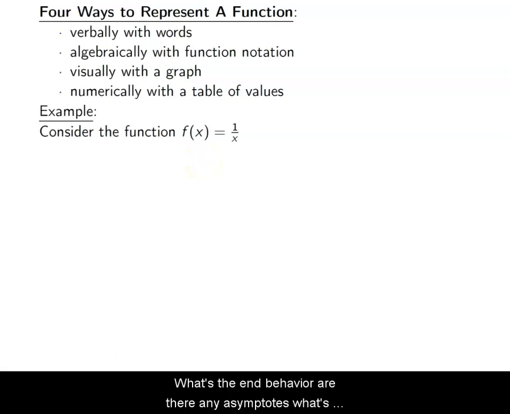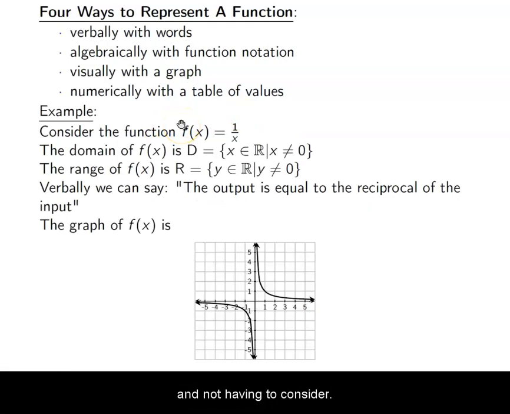What's the end behavior? Are there any asymptotes? What's happening at the asymptotes? Are there any localized max and min values? What's the largest value I can have? What's the smallest value I can have? These are all things that I would like to be able to answer just by looking at my function, and not having to consider graphing this out and then looking at the graph.